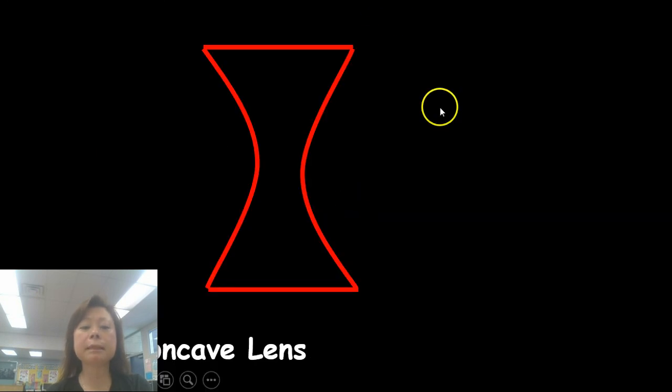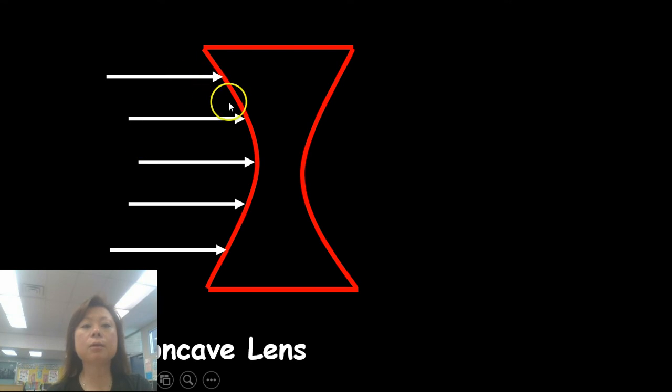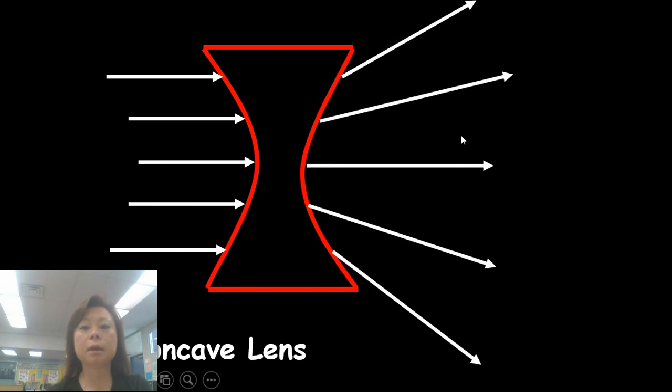The other type of lens is a concave lens, and as you can see, it's thinner in the middle and thicker at the edges. So light will go in, and you will see that the bottom part of the light ray is going to come out of the lens faster than the top, and then it's going to make it change direction. It makes the light rays spread apart or diverge.